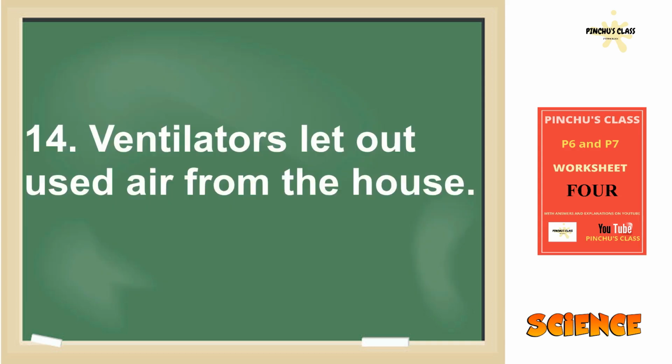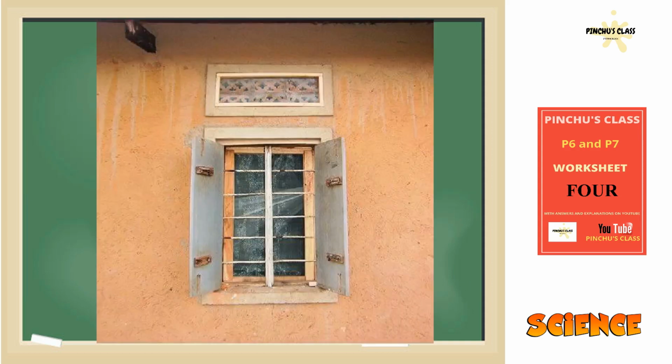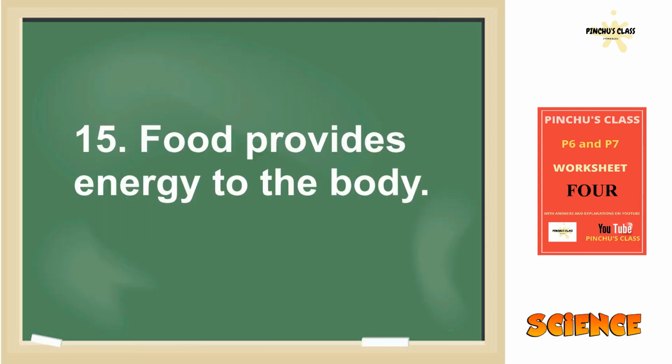Then number 14, ventilators let out used air from a house. When you breathe out, that air rises up, and when it rises up, it passes through the ventilators and it moves out. Then the fresh air passes through the windows and the doors to enter into the room. So it is a process. I hope you know that process. The air which you have breathed out goes up, and the air which is fresh comes down from the windows and the doors. Yes, let's go to number 15.